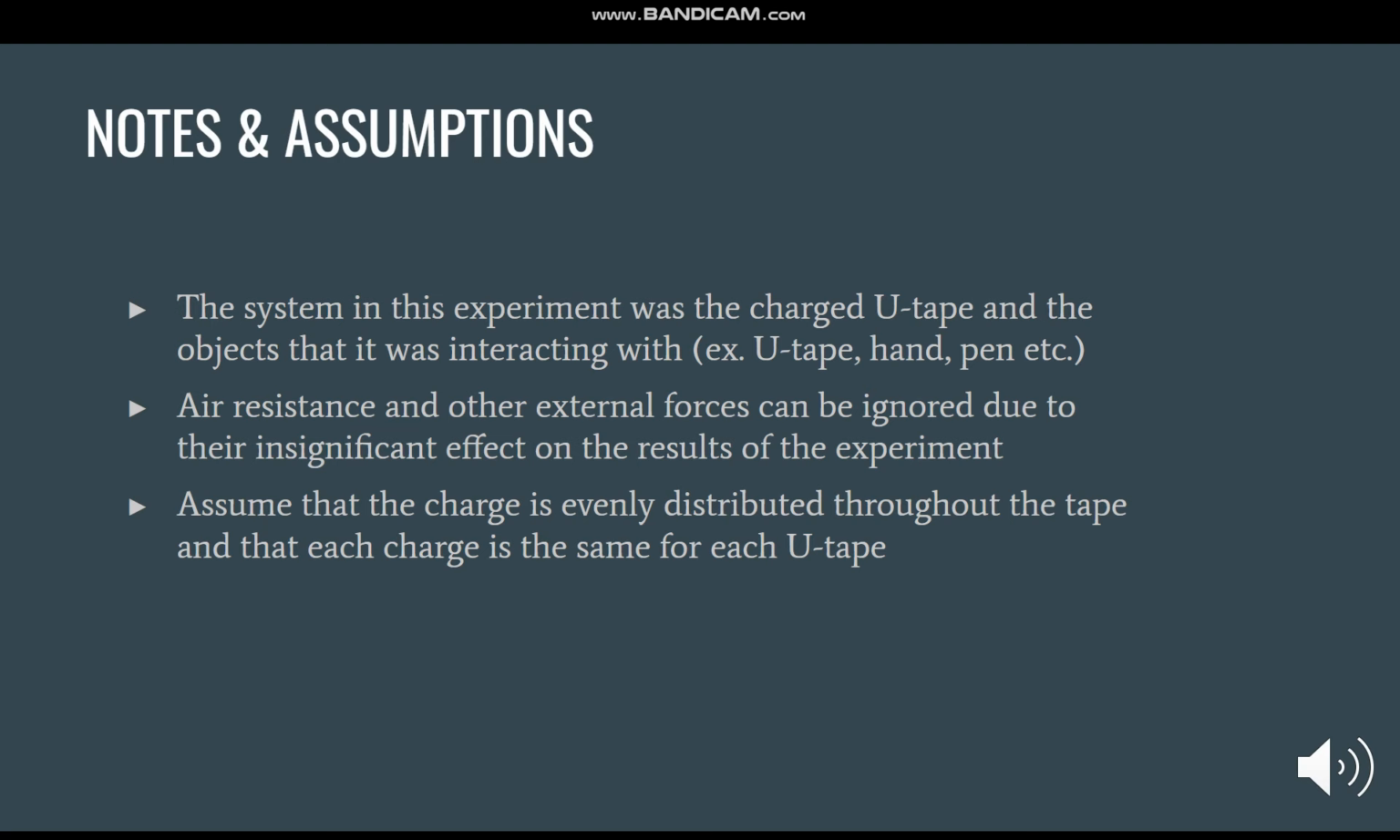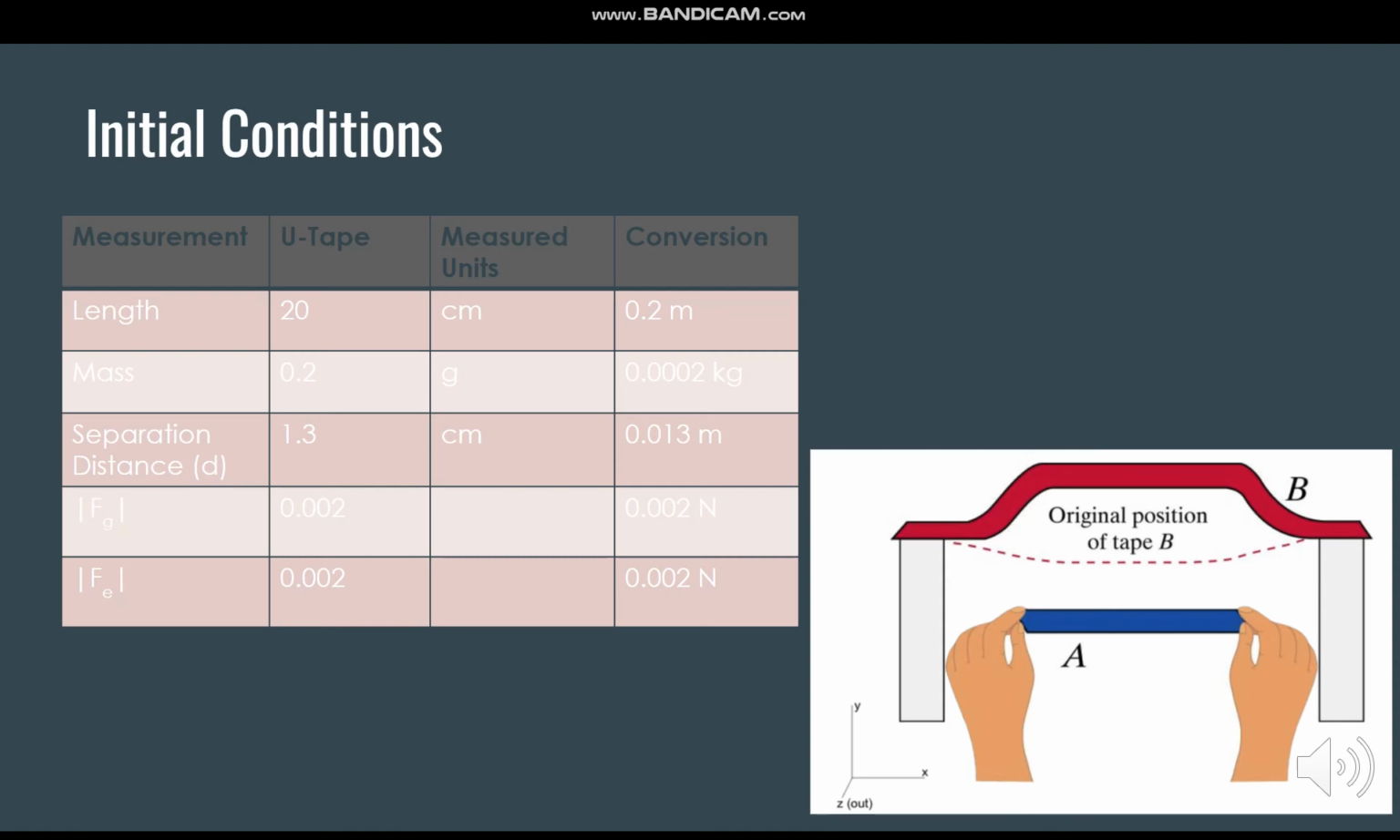So here are some notes and assumptions. The system in this experiment was the charged U-tape and the objects that it was interacting with. Air resistance and other external forces can be ignored due to their insignificant effect on the results of the experiment. Assume that the charge is evenly distributed throughout the tape and that each charge is the same for each U-tape.